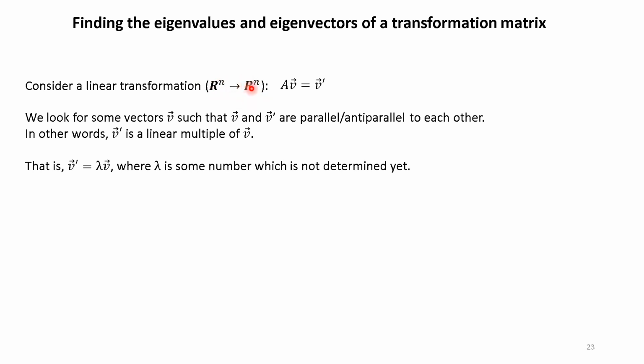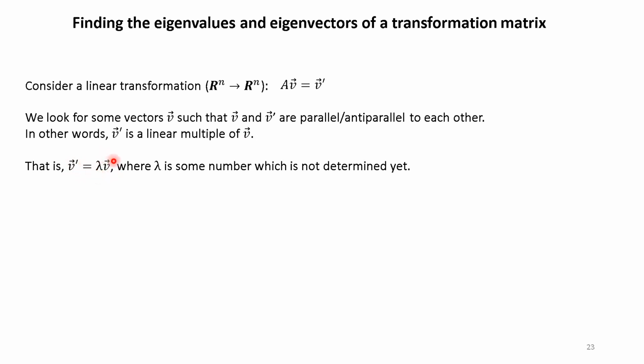So as I said already, the eigenvector is the vector that after transformation is parallel or anti-parallel to the untransformed vector. That means the transformed vector v prime can be written as the original vector v times some scalar number. So if you have an eigenvector, it can always be expressed like this.